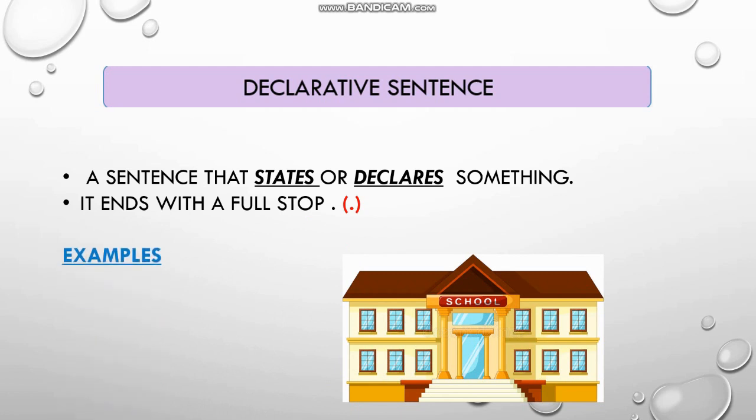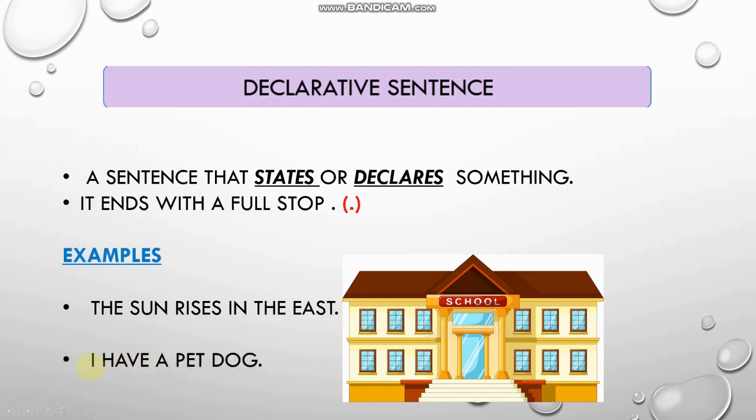Let's look at some examples. The sun rises in the east. This type of sentence we usually make as a remark to our friends, relatives and other people we meet in contact. The sun rises in the east, a normal casual type of sentence, and it ends with a full stop. I have a pet dog.